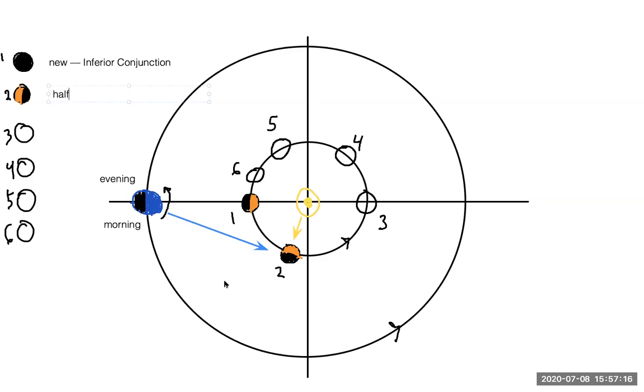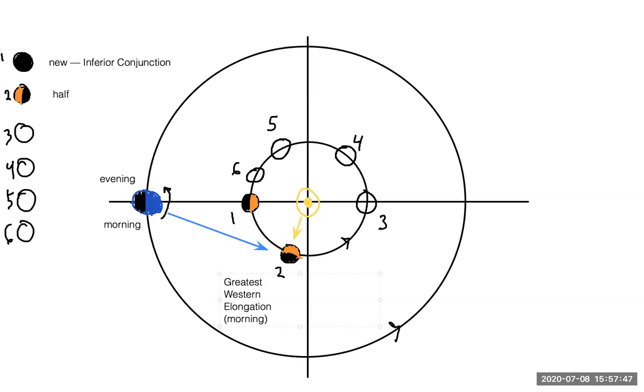And I'm actually going to write the name of the location down here. So this is what is known as greatest western elongation, or sometimes greatest morning elongation. So greatest western elongation, what does that mean? Well, as seen from Earth, this is the farthest that the planet will ever get from the sun. So that's what greatest elongation means.